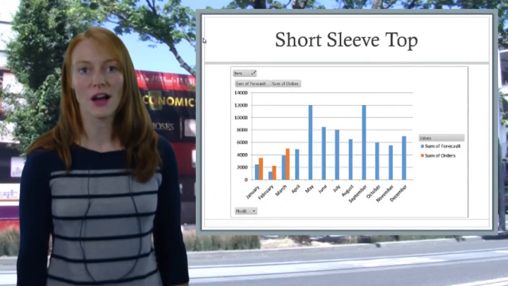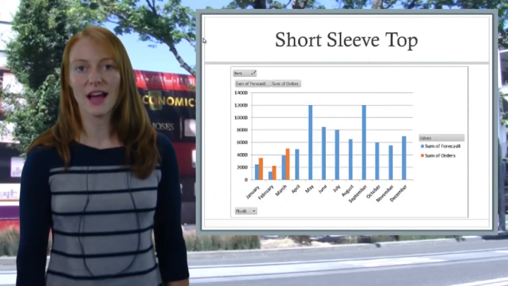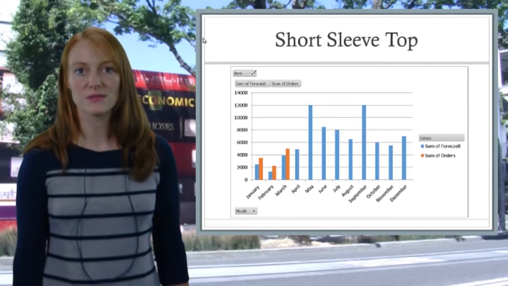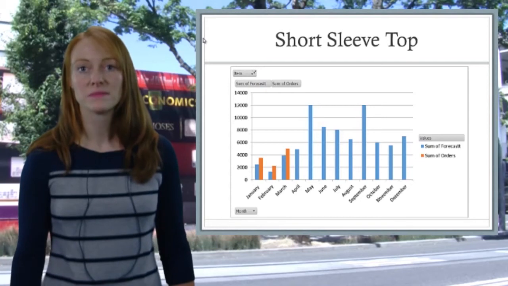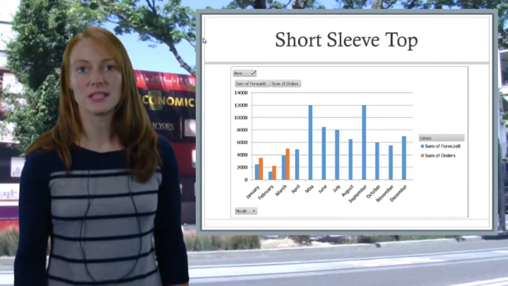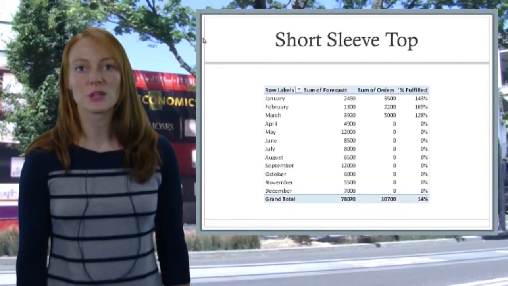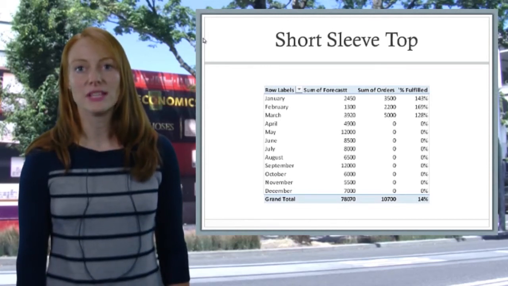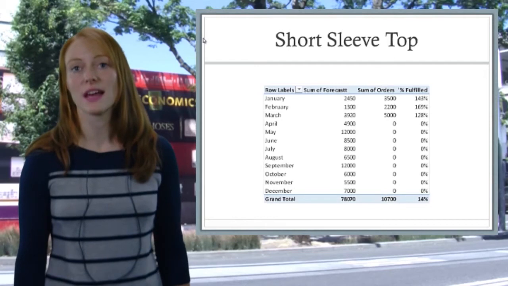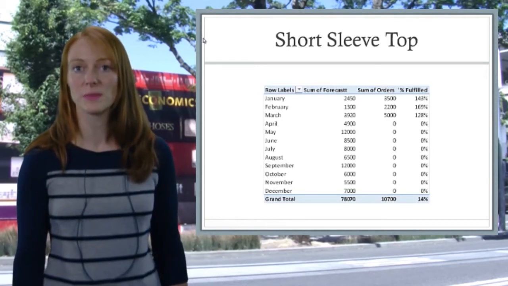We have the short sleeve top. So here, just looking at it at a high level, our short sleeve tops are doing well. They're coming in over our forecast every month. And let's see what else we can dig into. If we look at our percent fulfilled, we are actually looking at having over 100% every month, which makes sense because in our graph, we could easily see that orders are coming in over forecast.